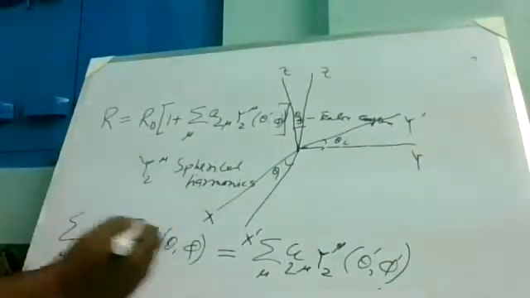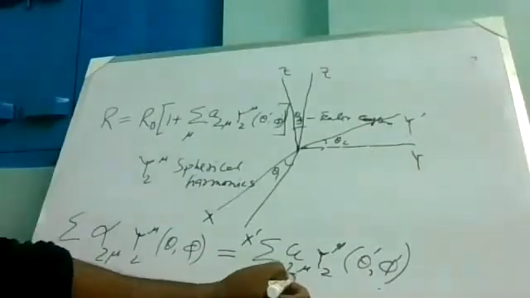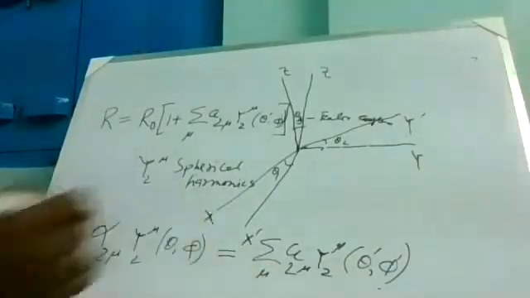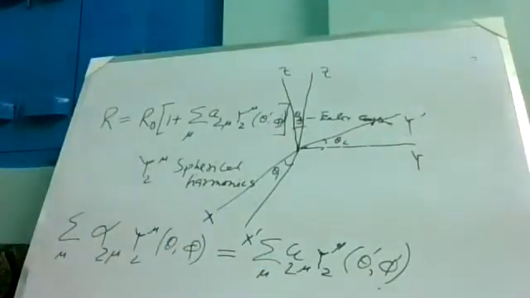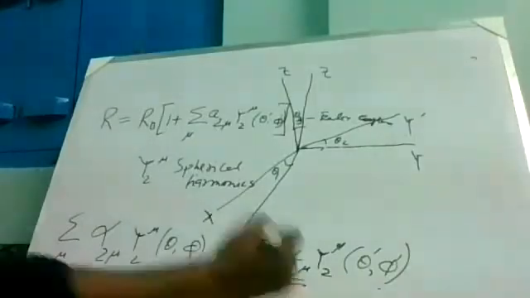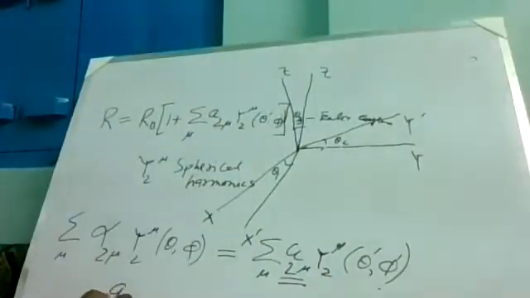Now, as you know, mu runs from -2 to +2, there are 5 values. That means this coefficient has 5 values: A22, A21, A20, A2 minus 1, A2 minus 2. These are the 5 coefficients.